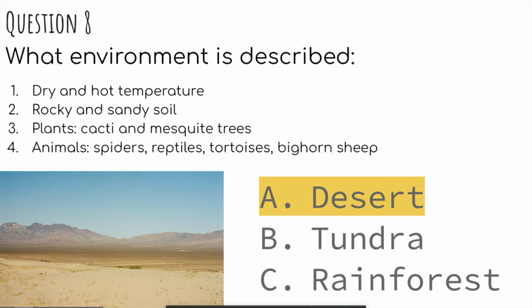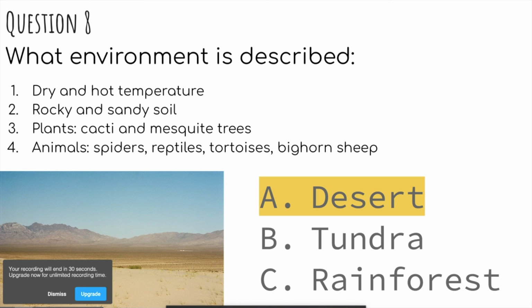A desert environment is dry and hot. It is a very rocky and sandy area. Plants in a desert are cacti and mesquite trees, which are plants that don't need much water. And animals are spiders, reptiles, tortoises, and bighorn sheep.